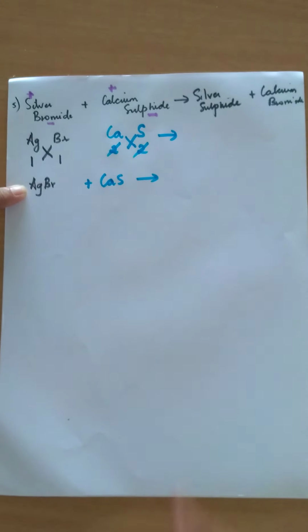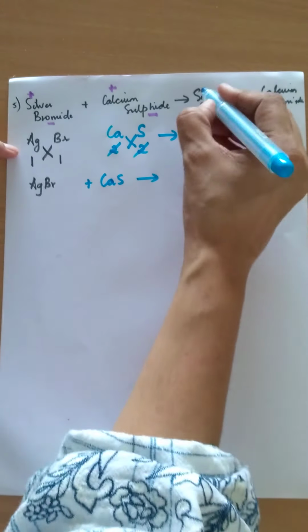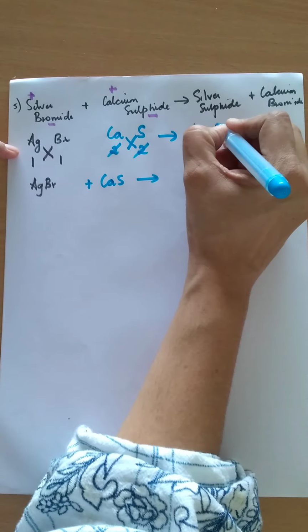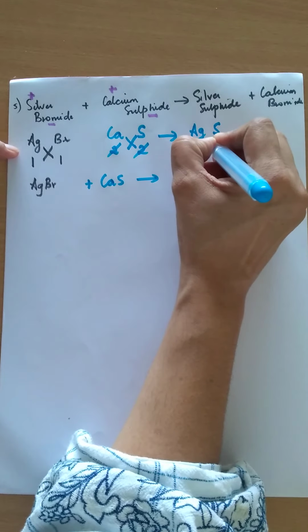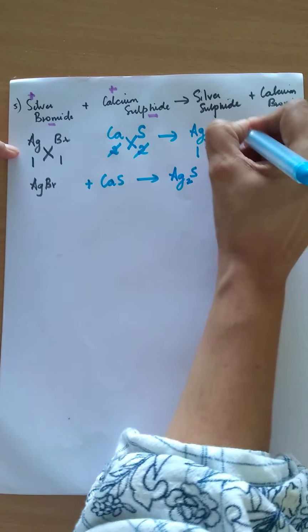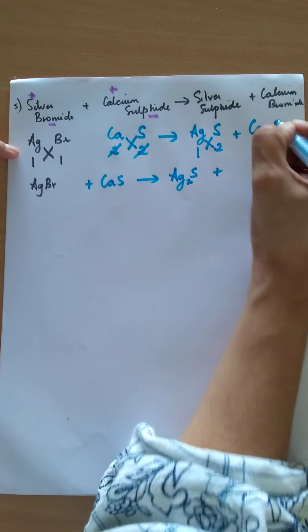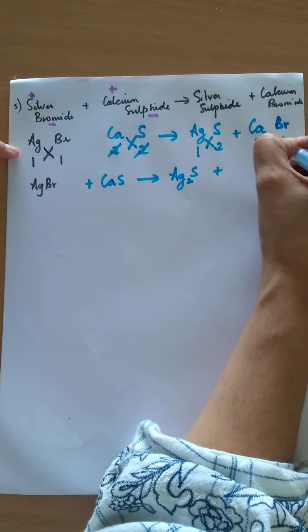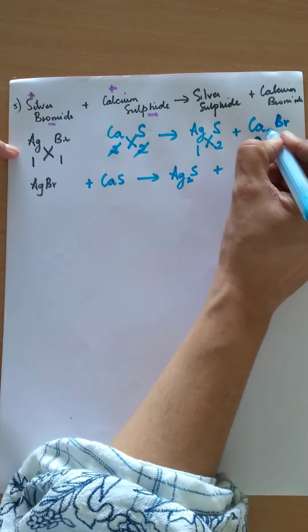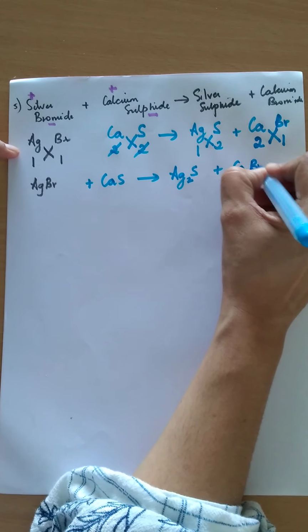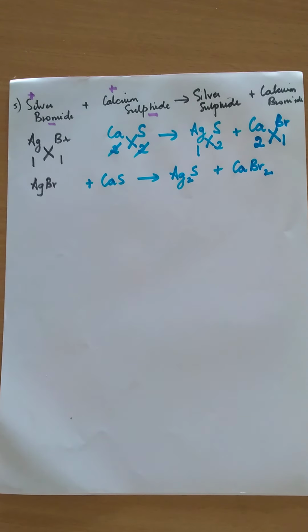Now here you just interchange the ions. So silver, Ag, valency 1. Sulfide, S, valency 2. So after you cross multiply, you get Ag2S plus calcium is Ca, valency 2, bromide is Br, valency 1. So after you cross multiply, you will get CaBr2.